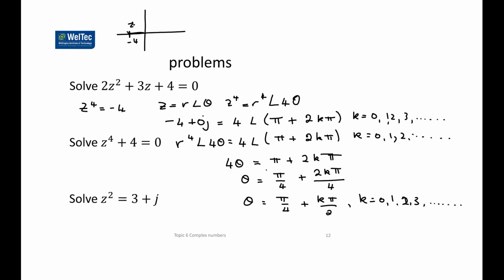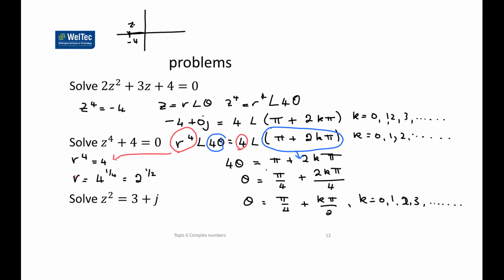Now, also equating that, r to the power of 4 must equal 4, because this bit must be equal to this bit. We've already said that this bit must be equal to this bit, so we did that down there. Now we're going to do this over here. So r must equal 4 to the quarter, which is equal to 2 to the power of a half.